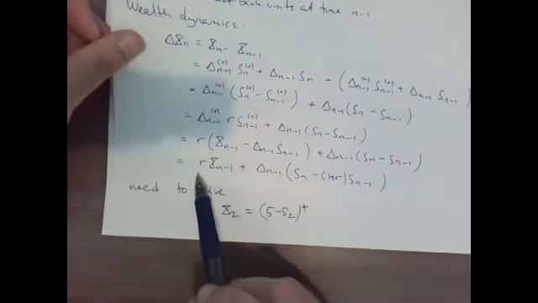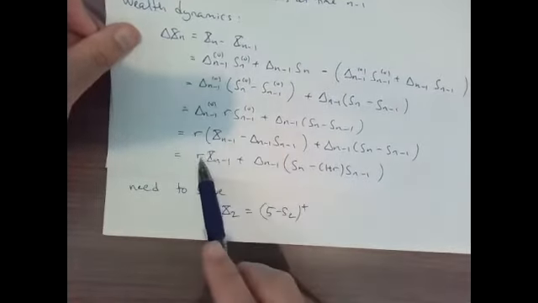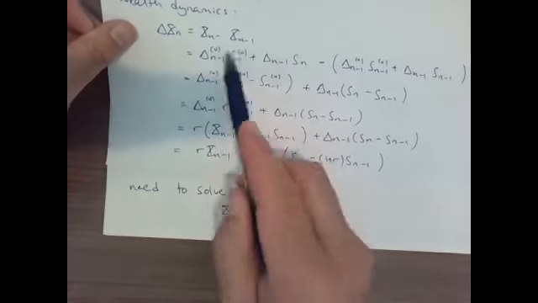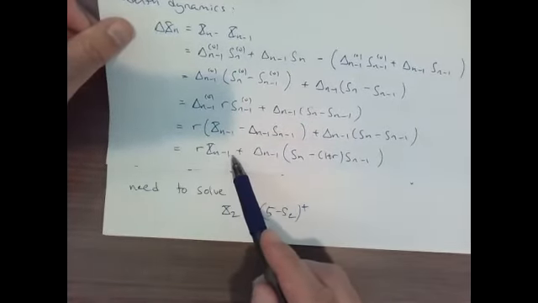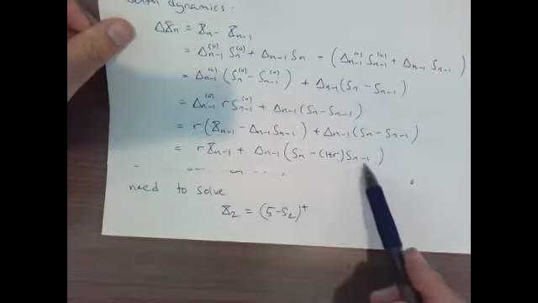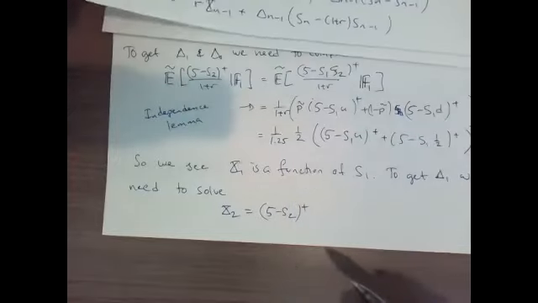We have a formula for x2. We have a formula here for x2. We're going to get that x2 is equal to 1 plus r times x1 plus x1 times this difference here. Let me write that out.